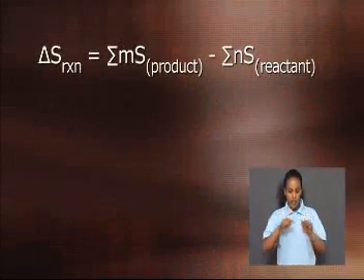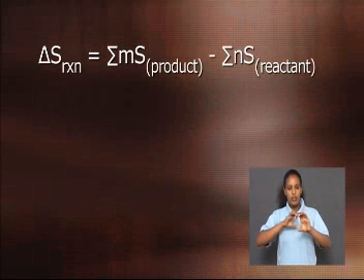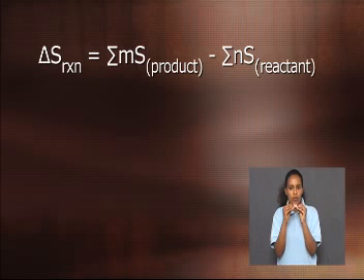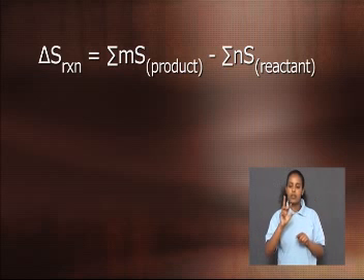Entropy is a characteristic property of every substance, as is color, hardness, volume, density, melting point, and enthalpy. Entropy is an extensive property because it increases as the amount of a substance increases. The entropy change for a chemical change is equal to the sum of the entropies of the products minus the sum of the entropies of the reactants.